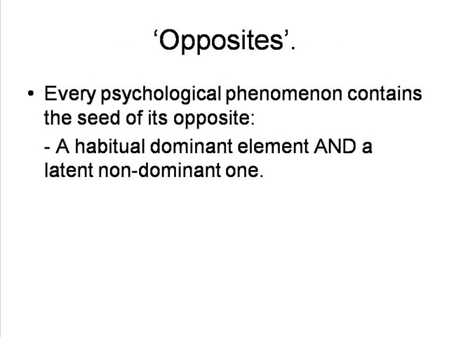One idea which became increasingly important, both in Jung's work on personality types and more generally, was that every psychological phenomenon implicitly contained the seeds of its opposite. That is, at the same time as an individual developed a particular dominant way of interacting with the world, a non-dominant, latent way also developed.